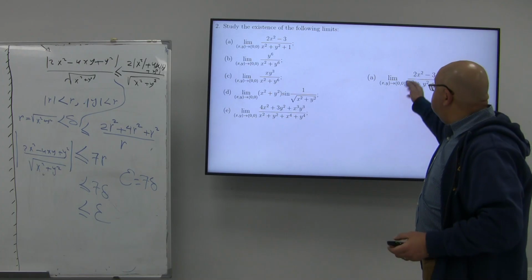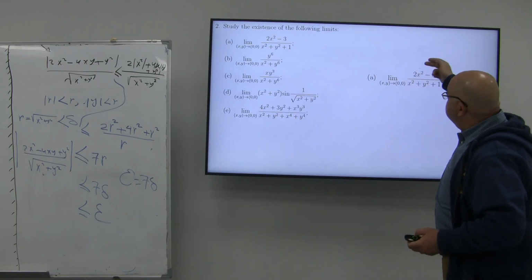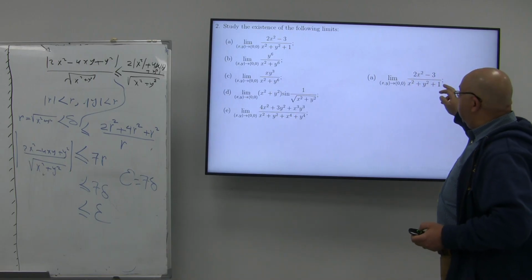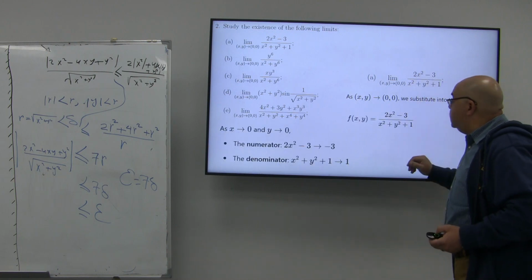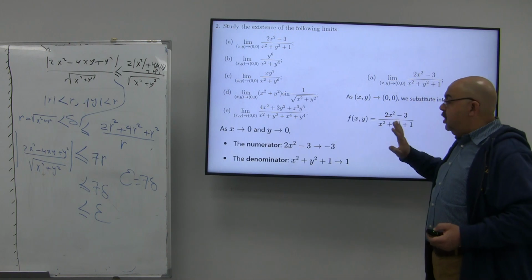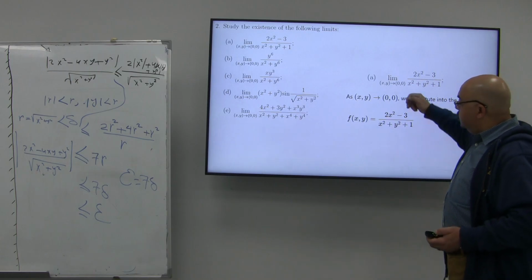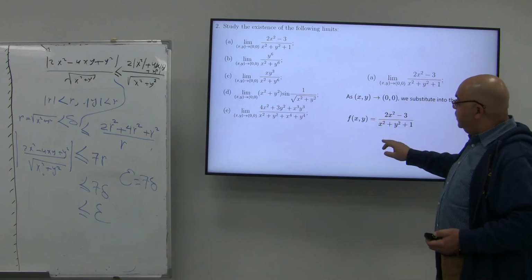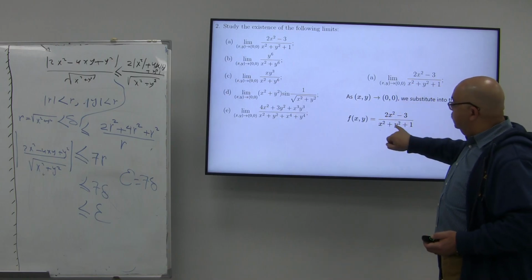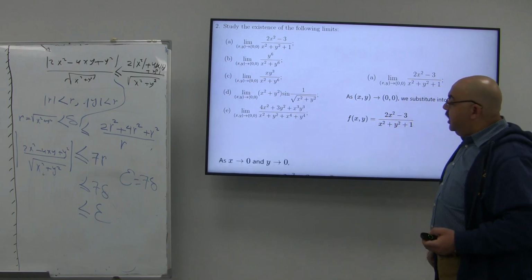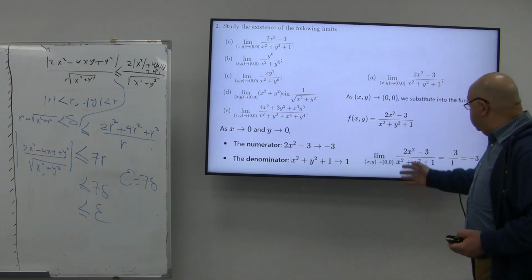So if I try to substitute in this, it's going to be 0 minus 3 over 0 plus 0 plus 1. So the limit for this one already exists and it's equal to negative 3, just by making the substitution. Limit as x and y tend to 0: this is going to be 0, this is going to be 0, that's going to be 0. So the limit is equal to negative 3, as you can see.